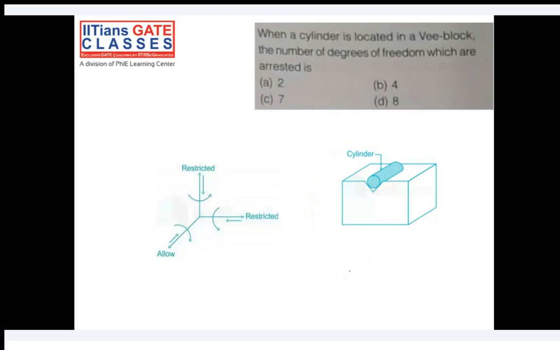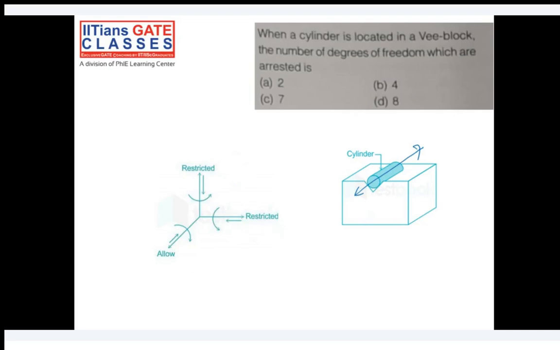So first of all, it will not translate in x direction. Do you agree? Even it will not translate in y direction because we have kept it there. And if you are performing any operations here, it is not allowed to move up as well as down. So its translatory motion in x and y direction is restricted, but in z direction it is free to move. So that's all about the translatory. So two translatory motions are restricted and one is allowed.